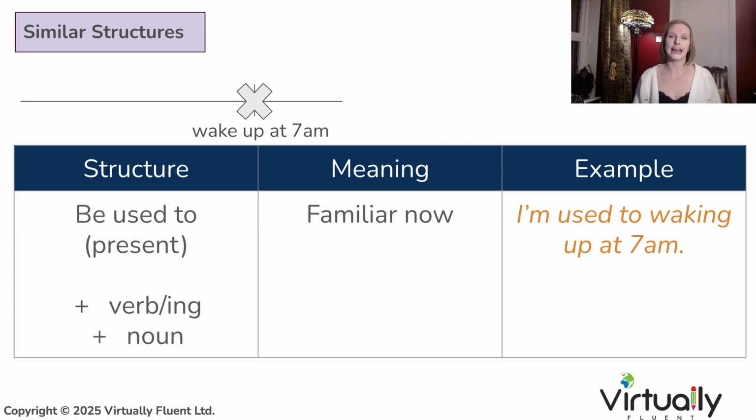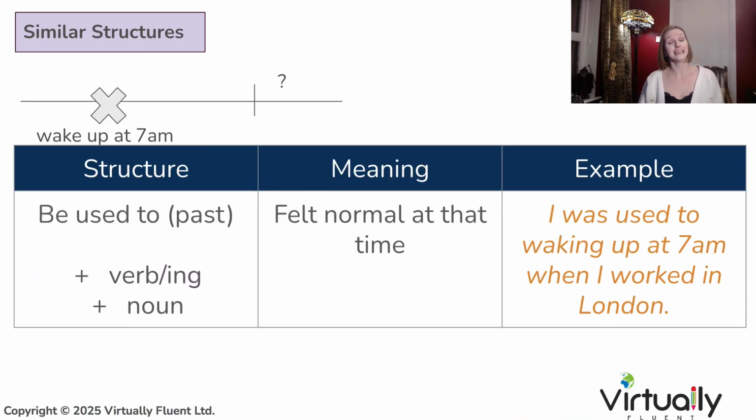We already know that be used to in the present simple tense, first of all, is followed by the verb in the ing form or the noun, and second of all, has a meaning of familiarity right now. For example, I am used to waking up at 7 a.m. now. We don't care about the past, we don't care about the future, the focus is on the routine and the familiarity right now.